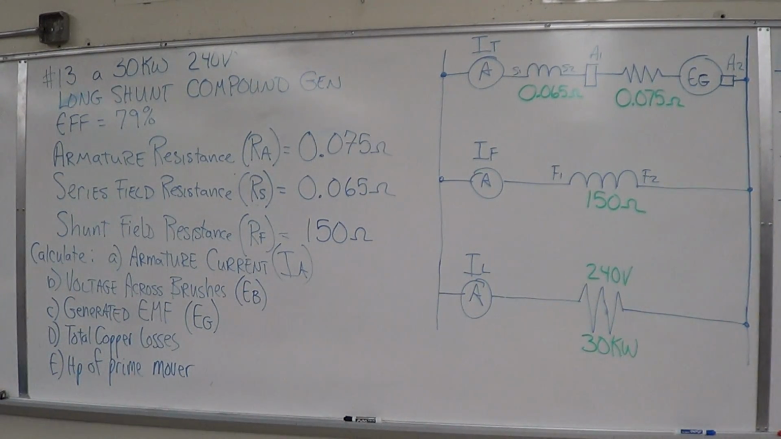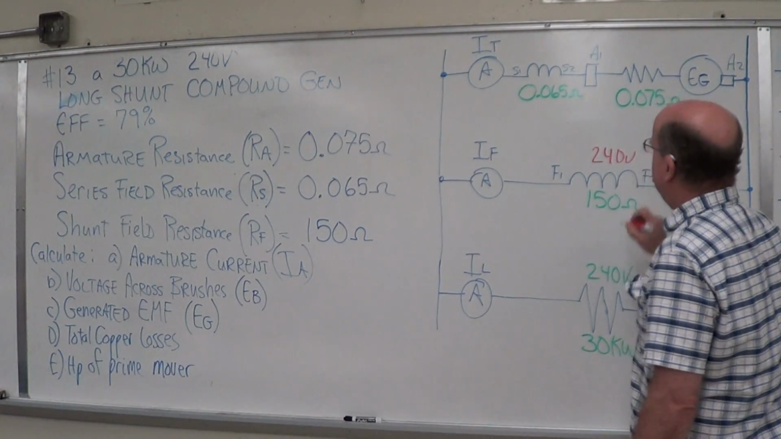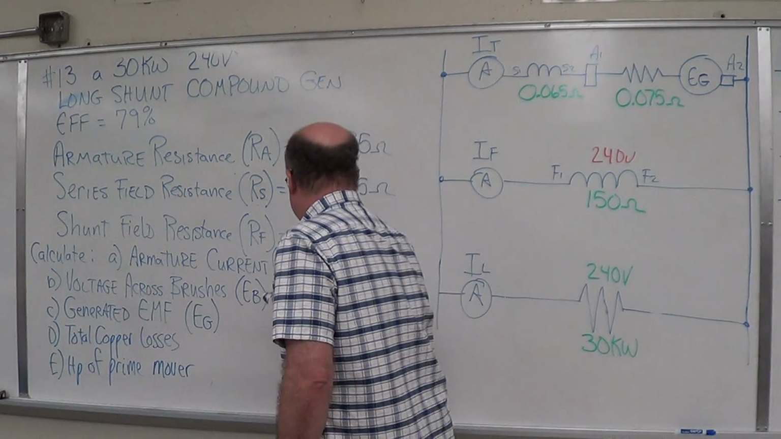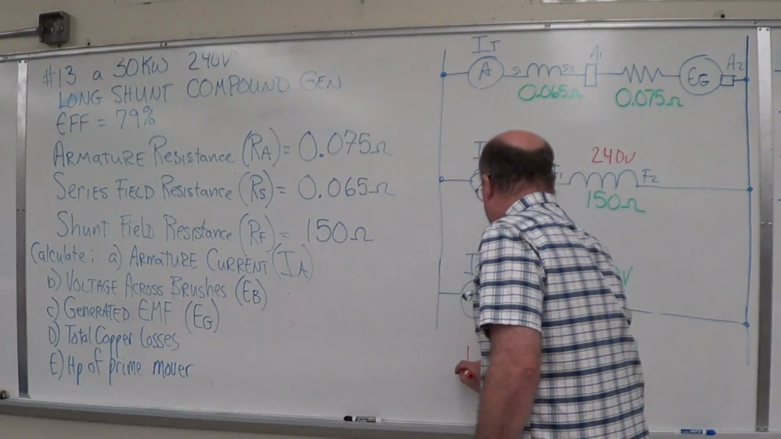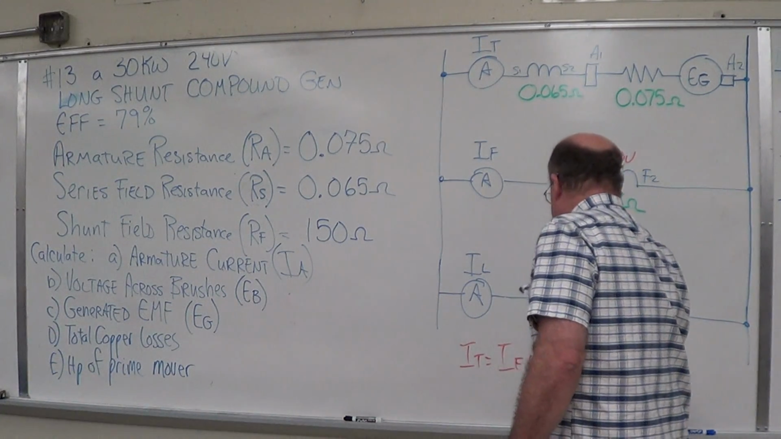All right. A lot of things we know from this, from series and parallel circuits, right? Applying our series circuit rules and applying our parallel circuit rules. What do we know about the voltage on the shunt field and the load? It's the same, they're in parallel, okay? So we can write that up here, 240 volts, right? How about IT? What does IT equal? IT equals IF plus IL, okay?